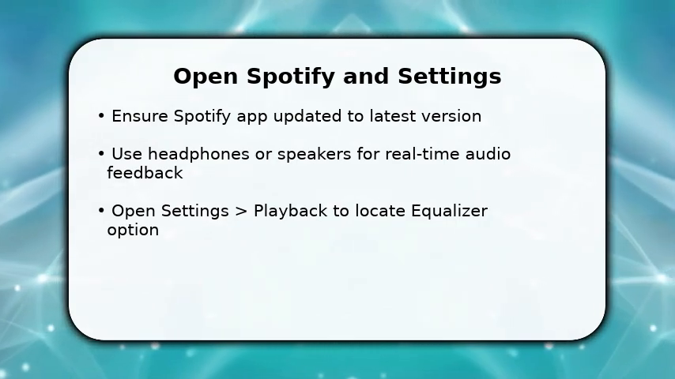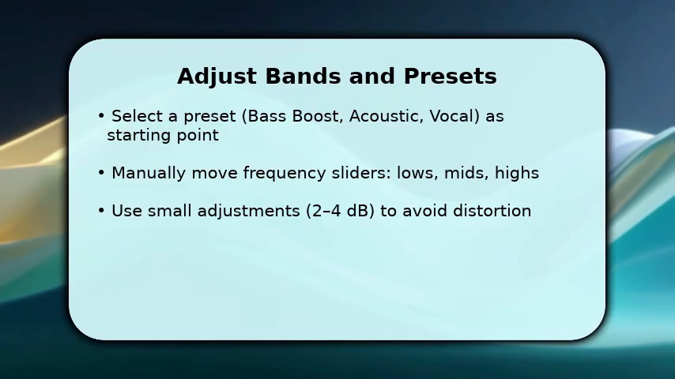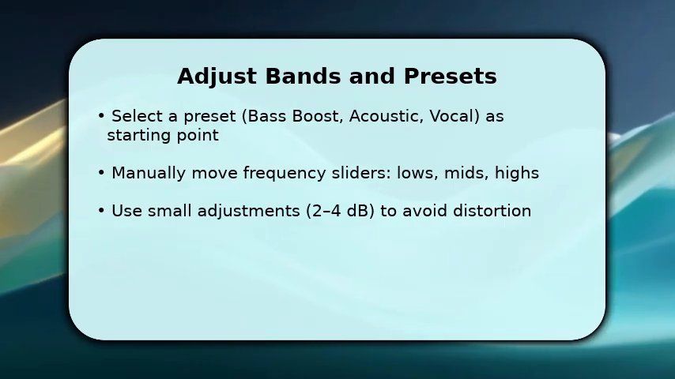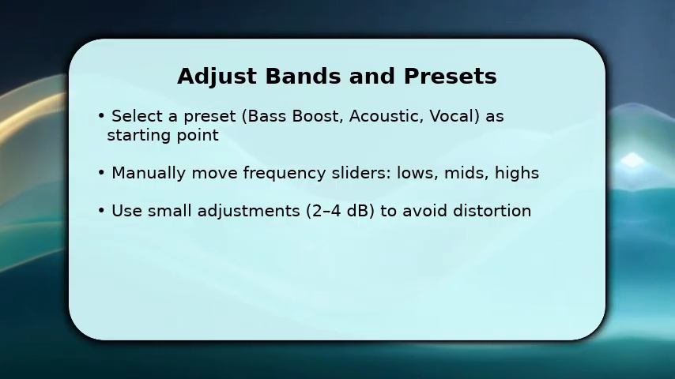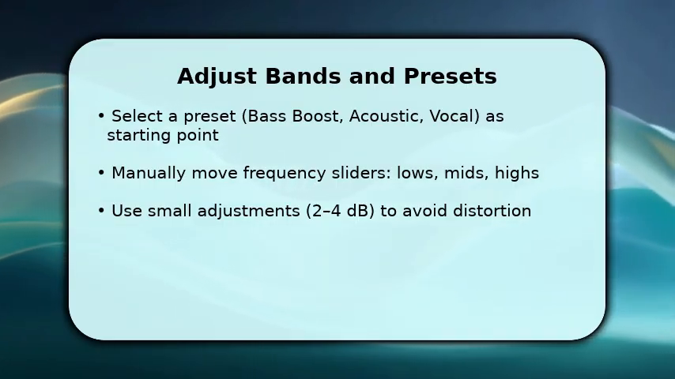Once you access the equalizer, pick a preset that matches the music. Bass boost for heavy low end, acoustic for clarity, vocal for podcasts. Then switch to manual mode to fine-tune by dragging the sliders for lows, mids, and highs.